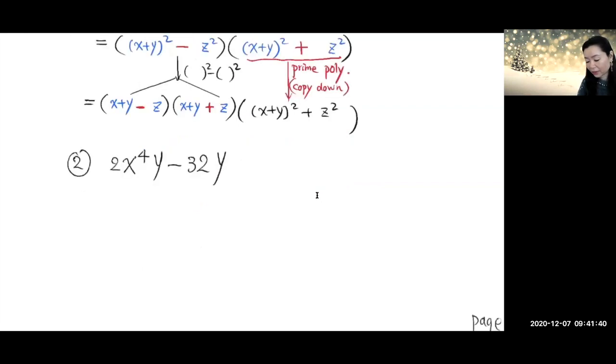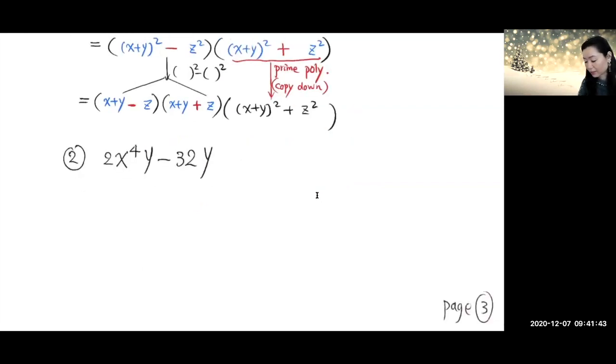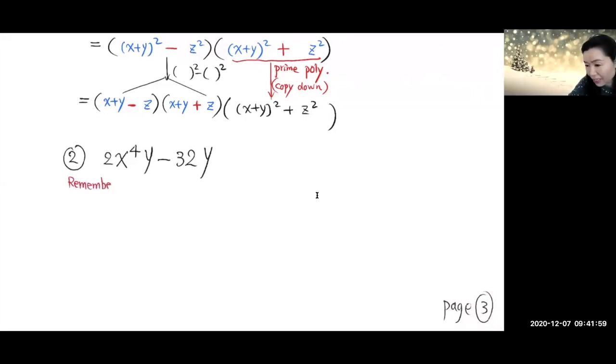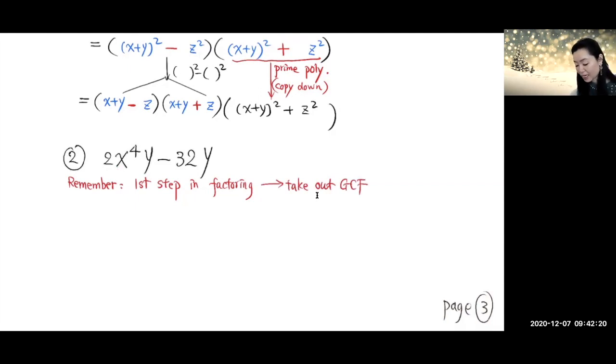Okay, number 2. Remember the first step in factoring. What's the first step in factoring? Take out the greatest common factor. Put it in y order and take out the greatest common factor. The first step in factoring is to take out the greatest common factor. Now over here, this is in y order because according to the power of x, this is the highest power of x here, right? So this goes first and then this later.